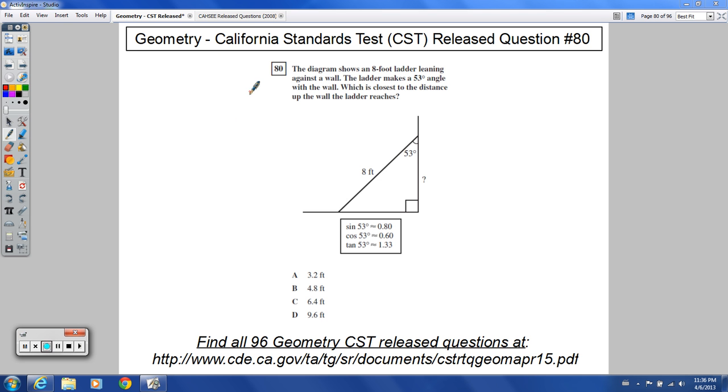Hello everyone, and welcome to Geometry CST release question number 80. It says the diagram shows an 8-foot ladder leaning against a wall. The ladder makes a 53-degree angle with the wall, which is closest to the distance up the wall the ladder reaches. So this distance from here to here we're talking about. Let's call it x. Sounds like a good variable to use.